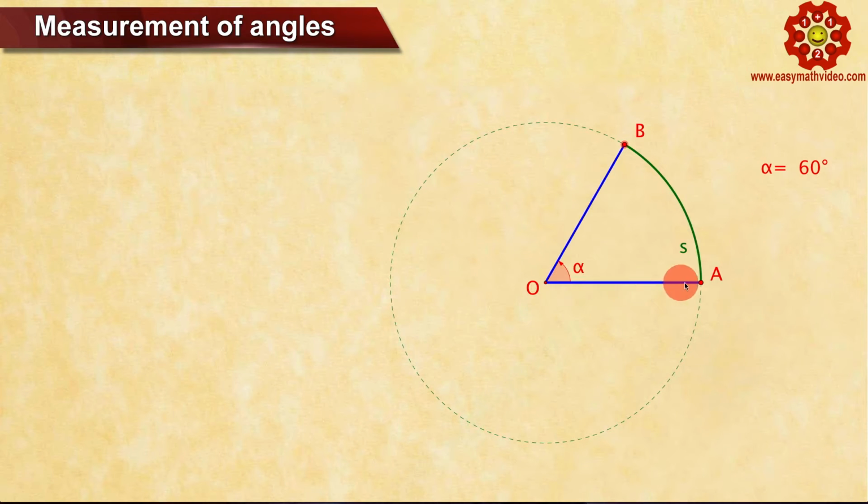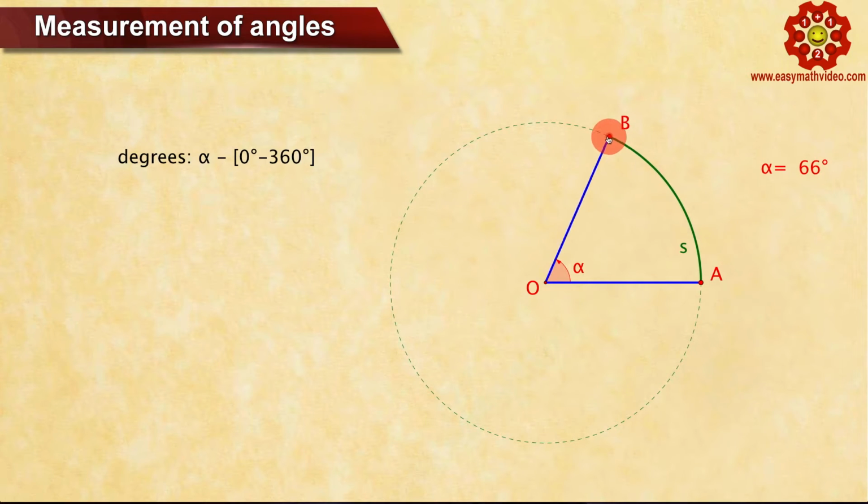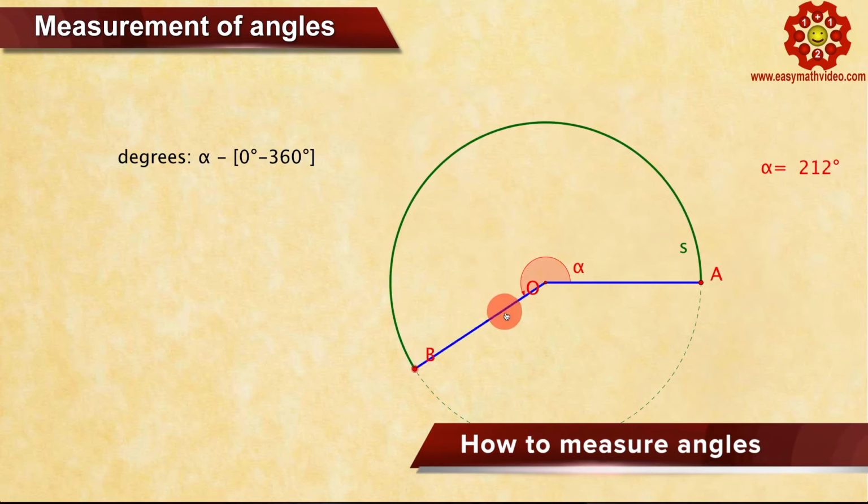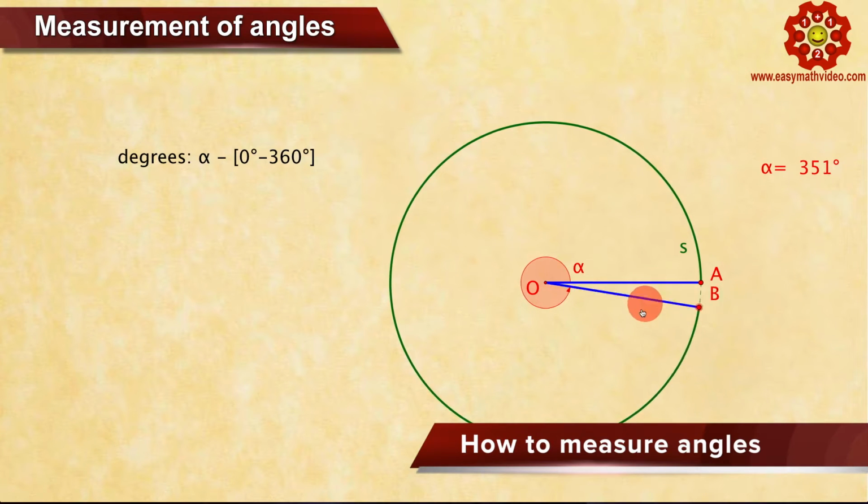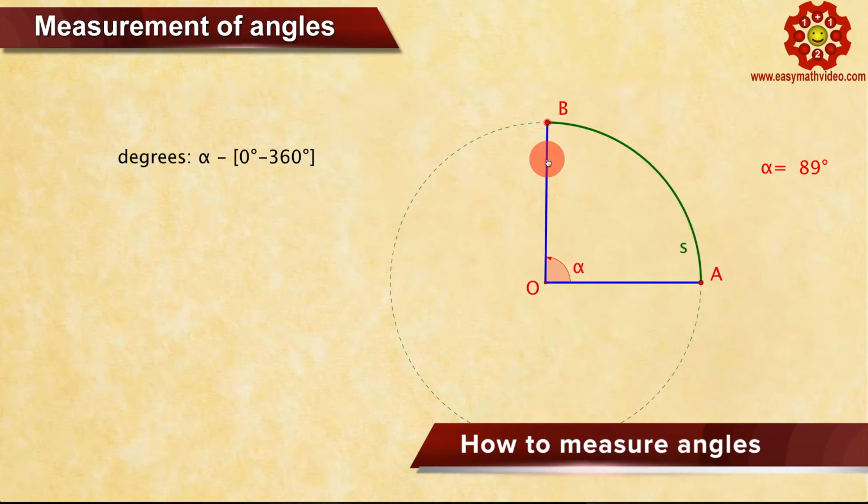The angle between the line segment OA and the line segment OB is denoted by alpha. The angle alpha is usually measured in degrees. A full circle has 360 degrees, and the positive direction is opposite to the direction of the movement of the hands on the clock. A quarter of a circle is a right angle, and it has 90 degrees.